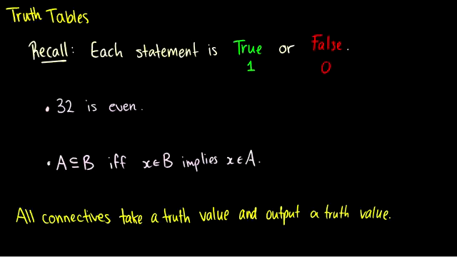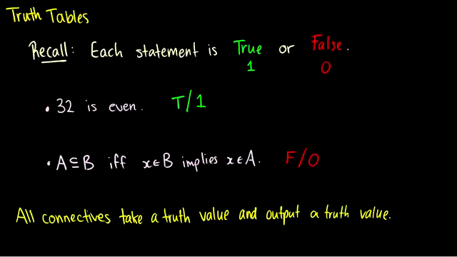a 0. We have some statements here, like 32 is even, and this just has a truth value, so this is true, which we can do with a T, or we can do with a 1. I'll show you both. And then we have another statement like A is a subset of B if and only if X in B implies X in A. This is false. It is in fact the other way around, so we can do an F or a 0.